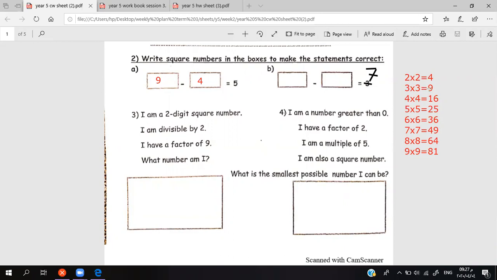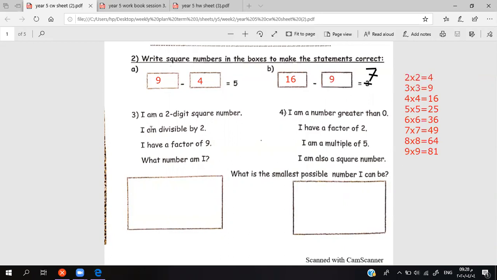So let's try. 9 minus 4, it's a 5. What about 16 minus 9? Yes, 16 minus 9 is gonna give me a 7.